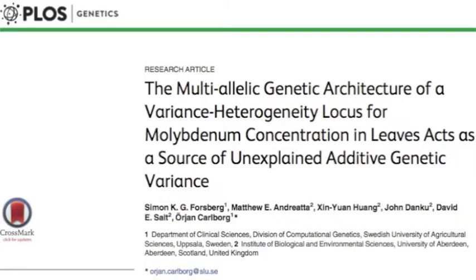This morning on the Arabidopsis Research Roundup, I'm joined by Professor David Salt from Aberdeen University, and we're going to be talking about a recent paper they've had in PLoS Genetics in collaboration with some Swedish collaborators. The title of the paper is quite long, but I'll try and get through it. The multi-allelic genetic architecture of a variance-heterogeneity locus for molybdenum concentration in leaves acts as a source of unexplained additive genetic variance. So, good morning, David. I hope I got through the title okay there.